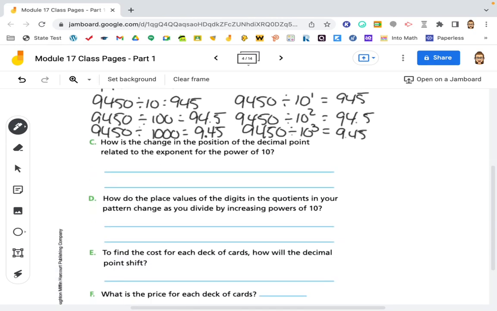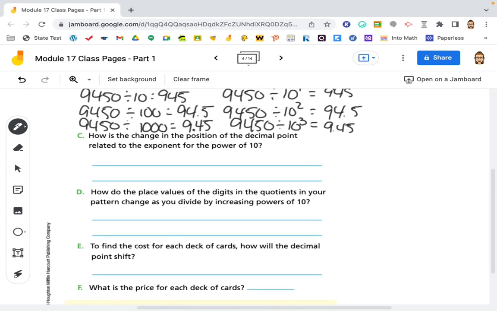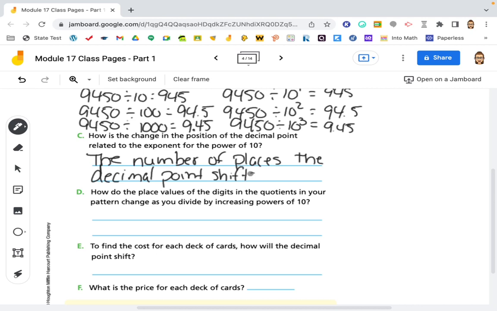So how's the change in position of the decimal point related to the exponent for the power of 10? The number of places the decimal point shifts is equal to the exponent.